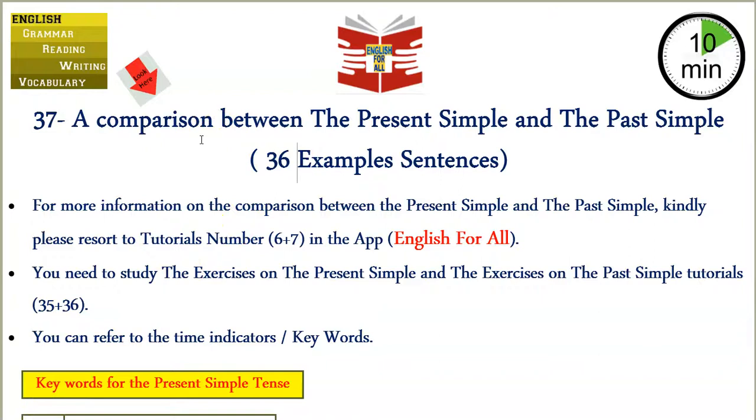Today's mini grammar tutorial is a comparison between the two tenses, the present simple and the past simple. There are 36 example sentences. Now if you need more information on the present simple and the past simple, you can always refer to tutorials number 6 and 7 in my application, which is a free application, English for All.